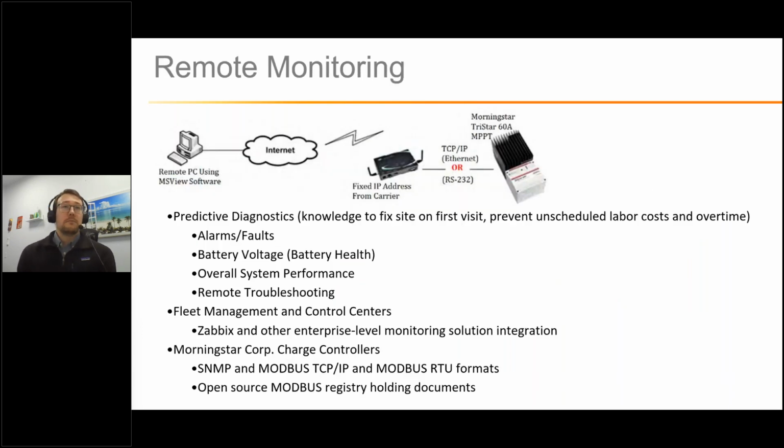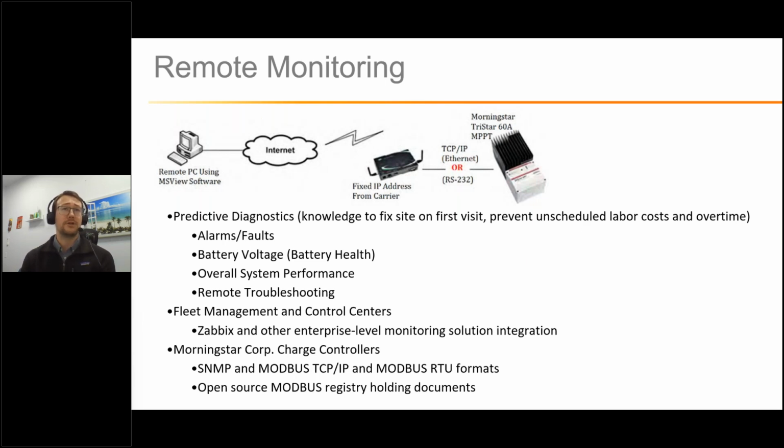Okay, circling back to the topic on remote monitoring, I wanted to add a few additional things. So at the top, you'll see a relatively simplistic diagram. I would go so far as to say perhaps the most simplistic diagram you can get for a basic remote monitoring connection. In this case, we have a Morningstar solar charge controller with remote monitoring capabilities. That connects to a gateway device or a cellular modem, which connects to common cell carriers via SIM card.